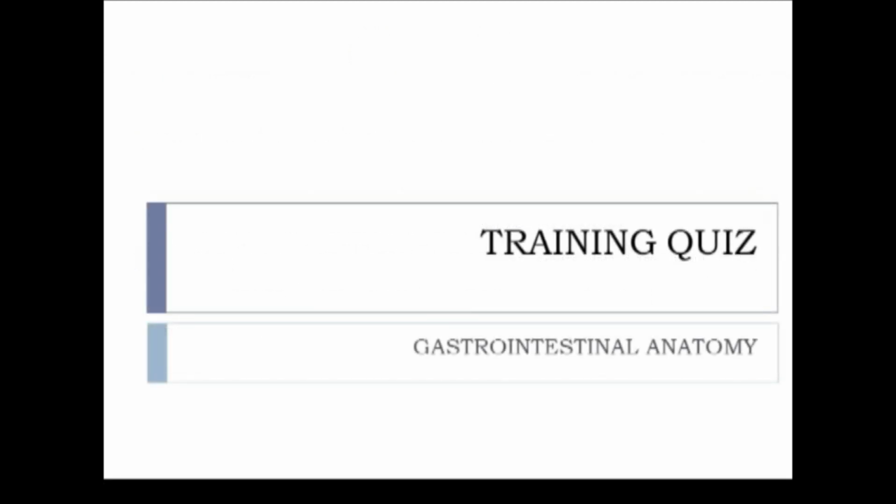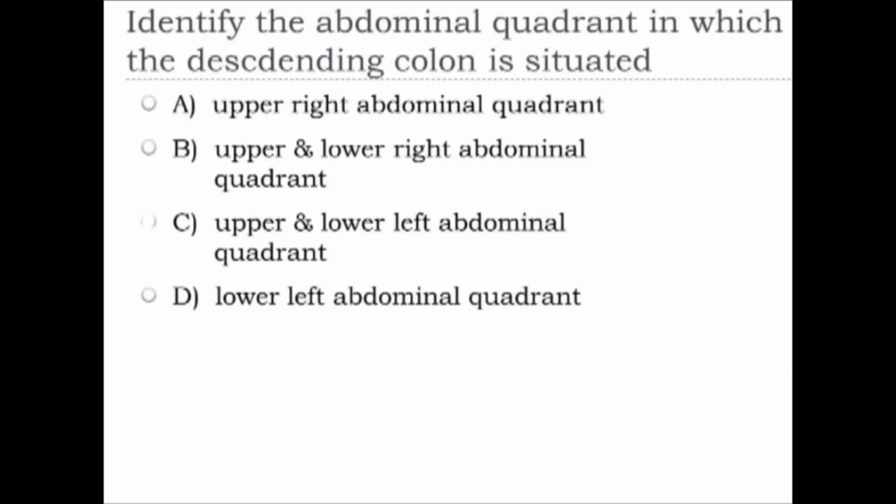So now let's try a little training quiz to see how well you remember the basic concepts that we just reviewed about digestion. First question, identify the abdominal quadrant in which the descending colon is situated. Stop here and select your answer. The correct answer is C, the upper and lower left abdominal quadrant.